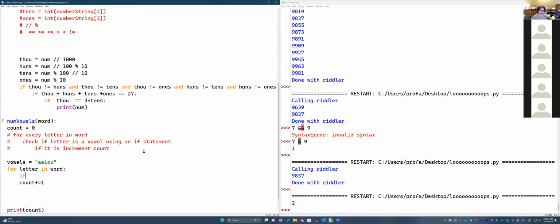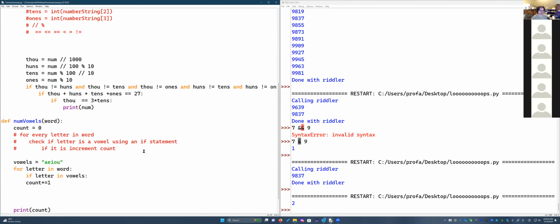If letter in vowels. For letter in word, if the letter is in vowels. What does that mean, to be in it? If it's one of the letters in here, if it's contained inside this collection, if letter is in A-E-I-O-U. Make sense?